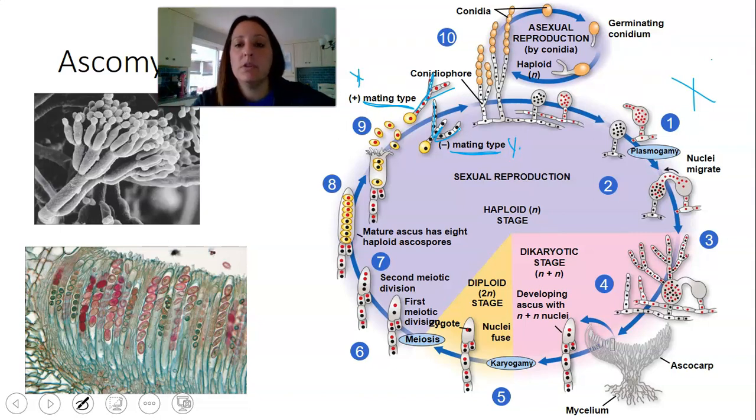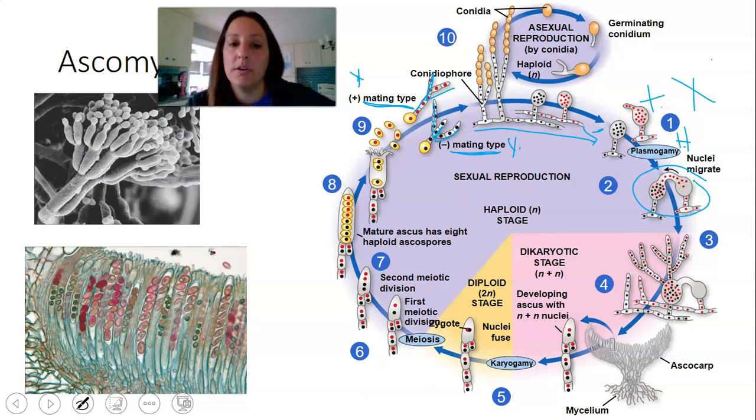So these continue to grow. And let's skip over to here. Okay. And at some point, they may produce structures that are going to be involved in sexual reproduction. And so what may happen is the positive mating type may start to grow over and fuse with the negative mating type, and that's called plasmogamy. And there we have this fusion.